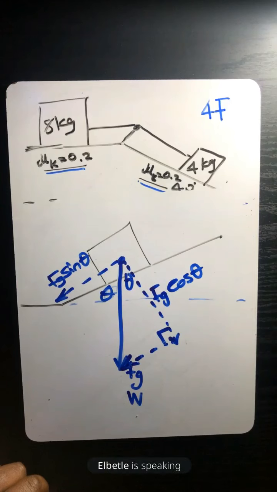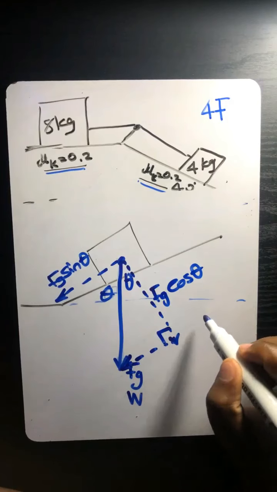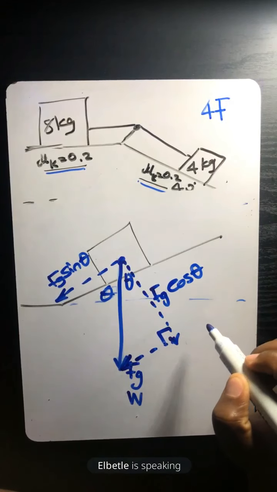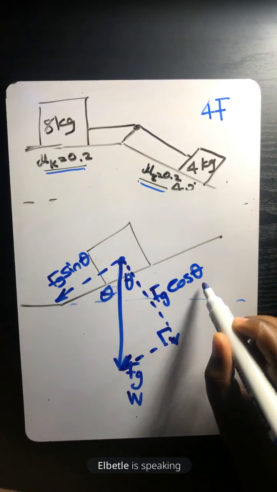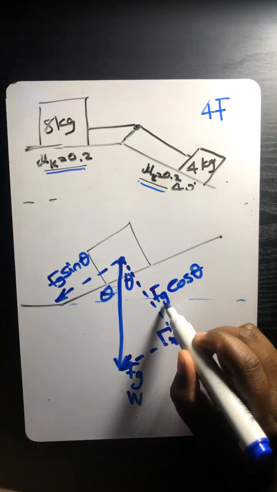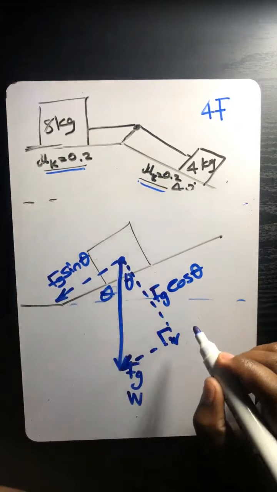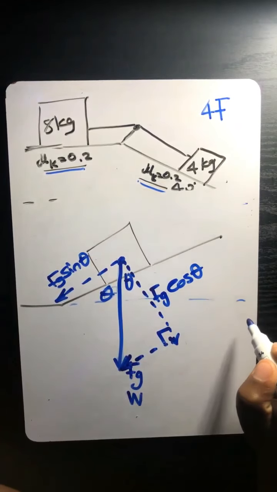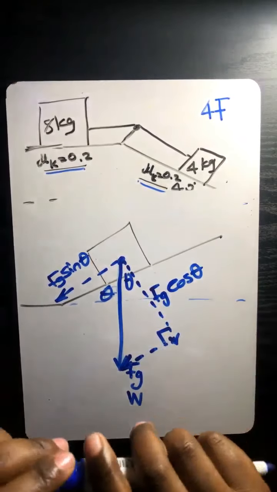Wait, isn't cos theta perpendicular to the component of FG? Wait, you're saying isn't FG what? Cos theta is the component of FG perpendicular to the surface. So you're saying isn't FG cos theta perpendicular to... wait, I'm failing to understand your question, LB. But before you ask it again, let me just try to re-explain, then maybe you'll try to ask it differently.